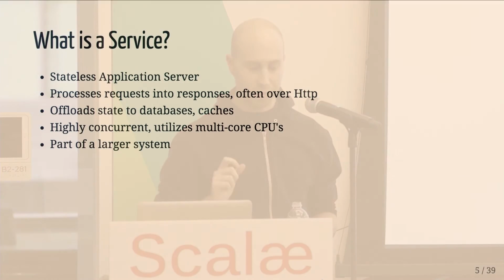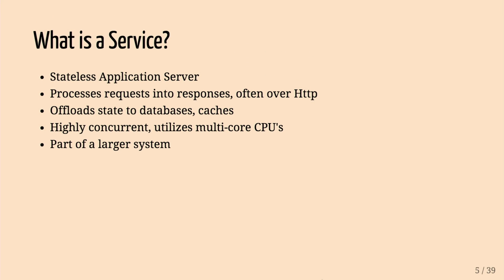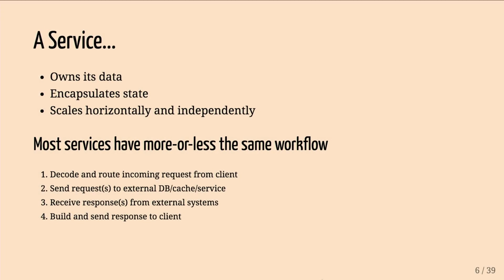All of the state is offloaded to databases and caches. And it's designed to be highly concurrent, fully utilizing our multi-core CPUs. And it's generally considered to be part of a larger system. So we're not building all of Tumblr on one service. We have a whole bunch of services, each one handling one particular responsibility. So in other words, the basic takeaways are the service owns its data, it encapsulates state in terms of the fact that nothing is able to touch state that it is sitting in front of, so we're talking about databases and caches and things like that. And we're able to scale it horizontally and independently of the rest of the system.